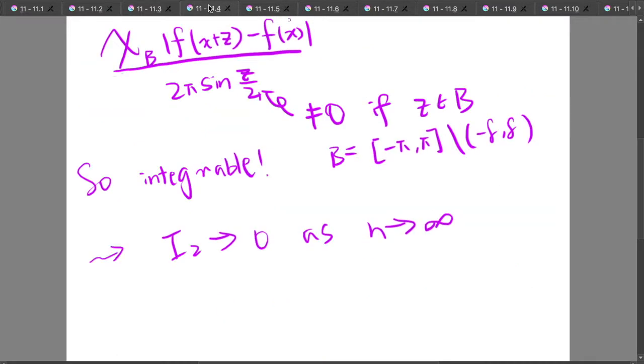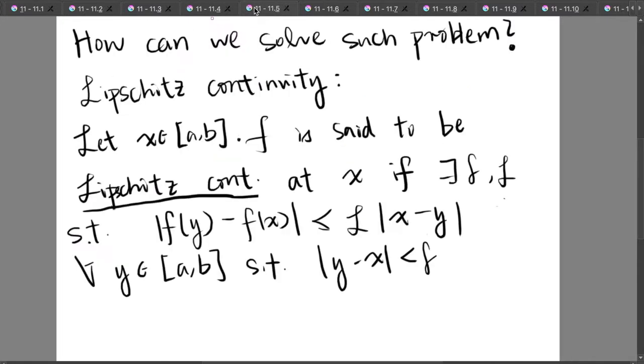But indeed, if we restrict ourselves inside B, then we know that sine(z/2) does not vanish. And therefore, this function here is integrable. And therefore, we know that I2 will tend to 0 as n tends to infinity. So I2 is not our main focus in this study, and therefore we impose Lipschitz continuity in order to solve the problem that is caused by I1. And we are going to introduce what Lipschitz continuity is.